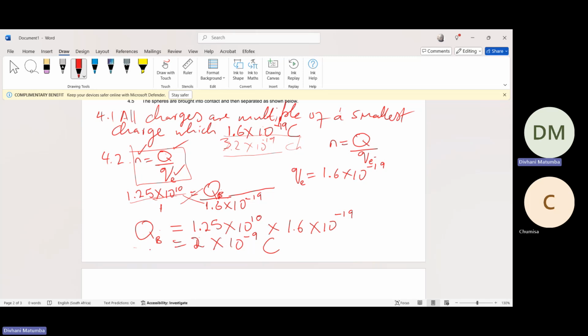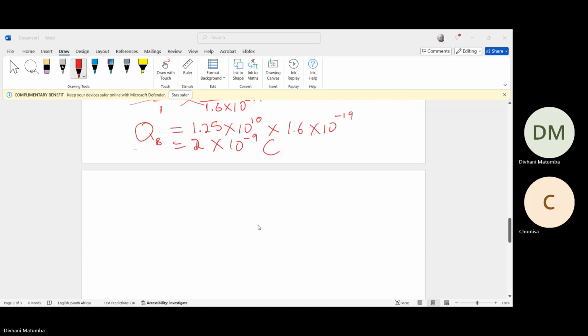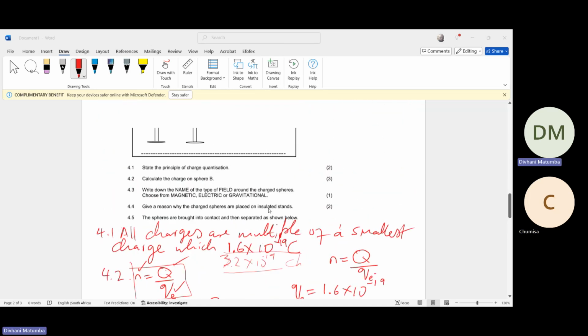They were just tricking you by giving you the number of electrons, so that you can find your total amount of charge. How do you find the total number of charge? You use the formula N equals Q divided by QE. Did you understand that one?